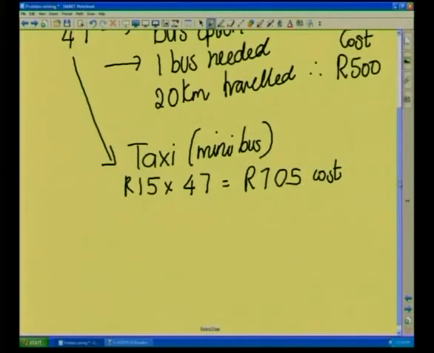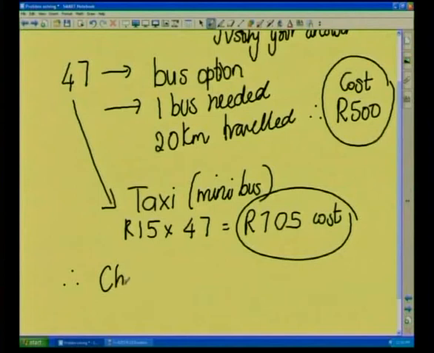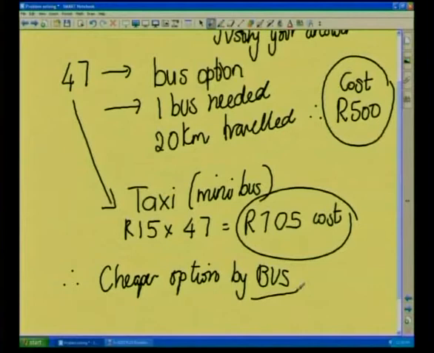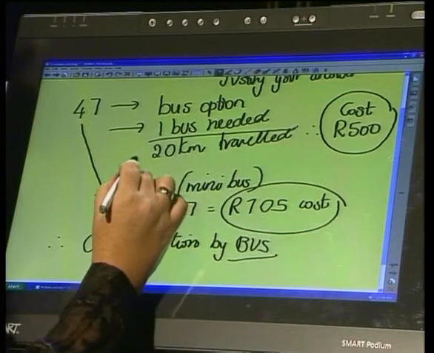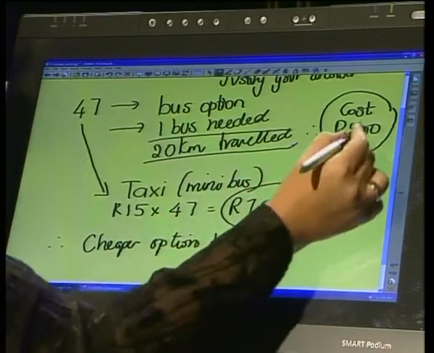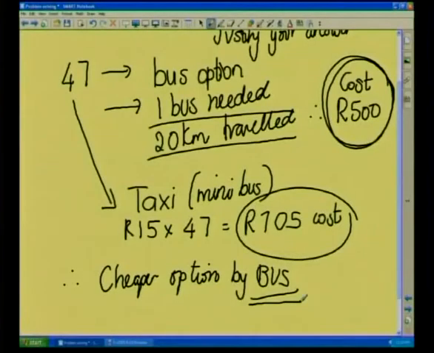So therefore, very obviously, you can see that your bus costs 500 and your minibus taxis cost 705. Therefore, the most sensible or the cheaper option is going to be going by bus. And you can see that I have clearly justified, I've explained very clearly why and how I've got those costs, and therefore I can prove very clearly and very easily that the bus is the cheaper option.